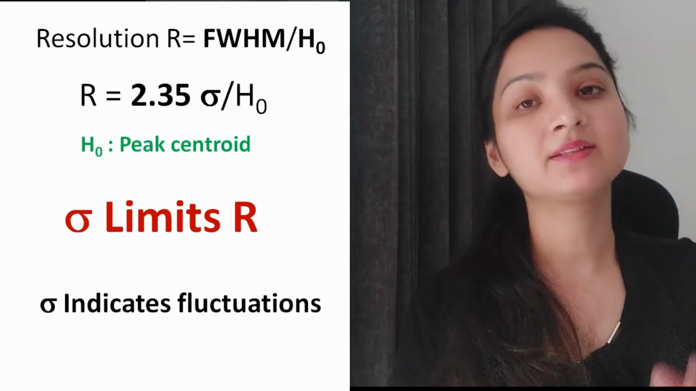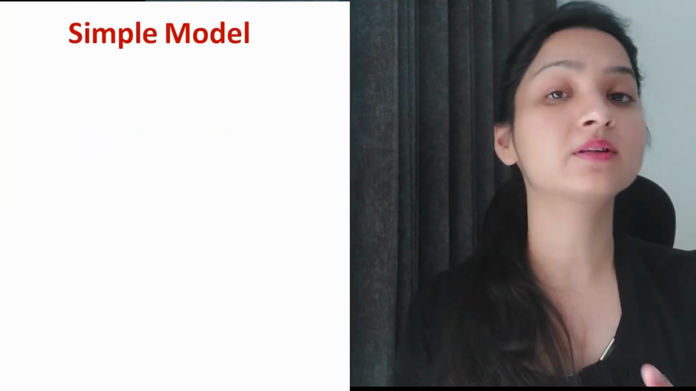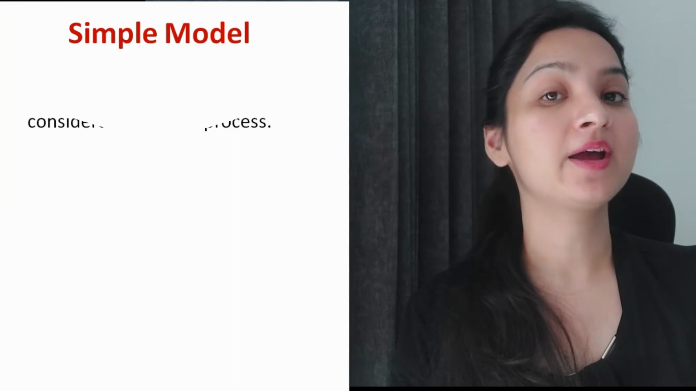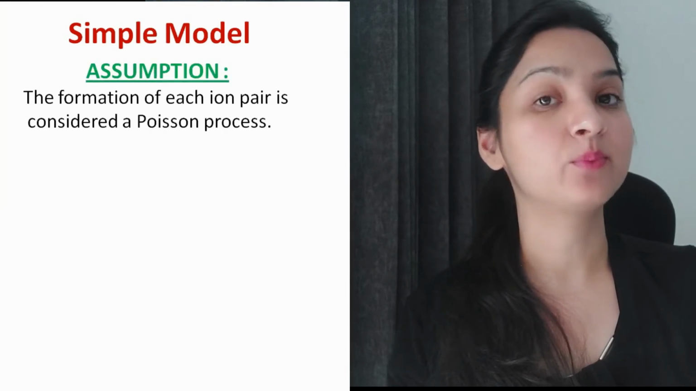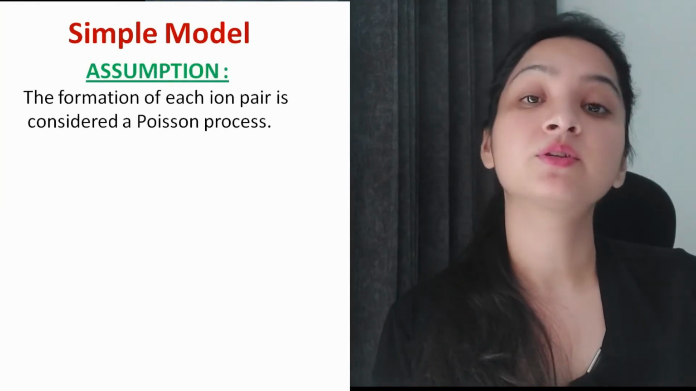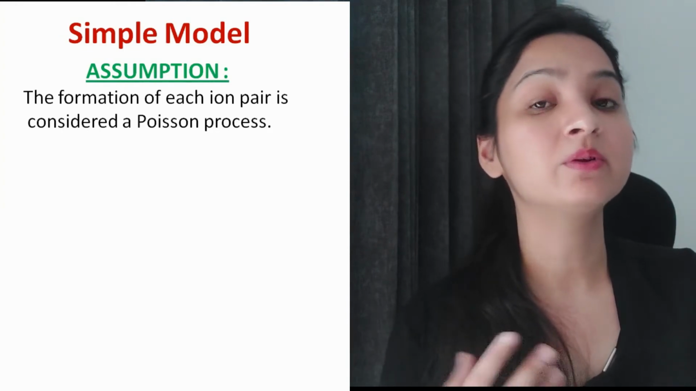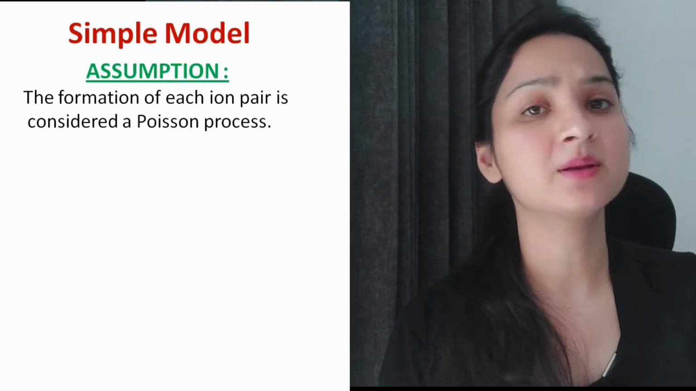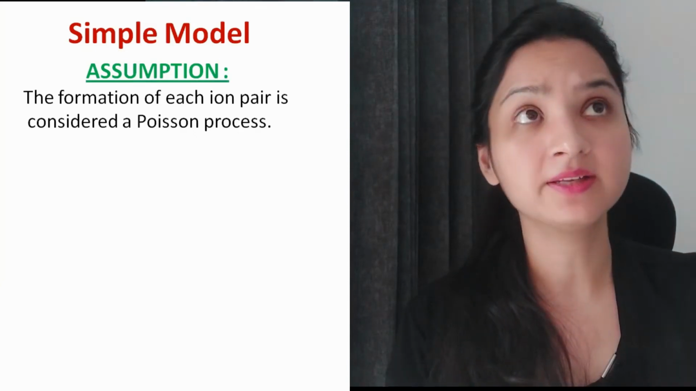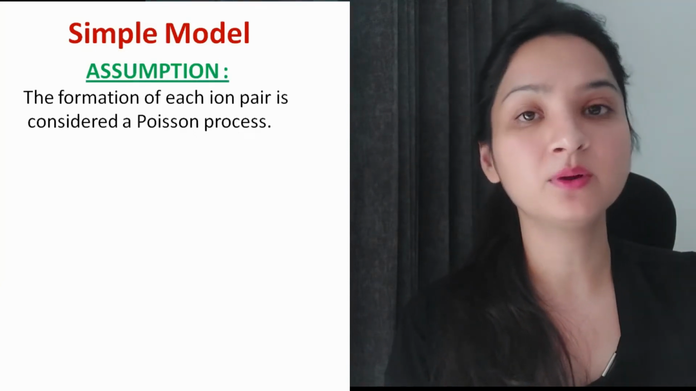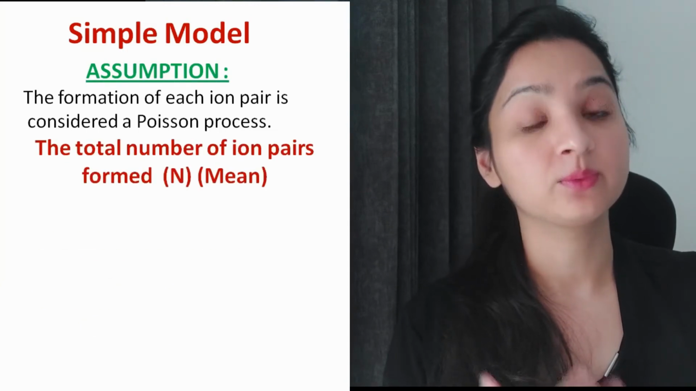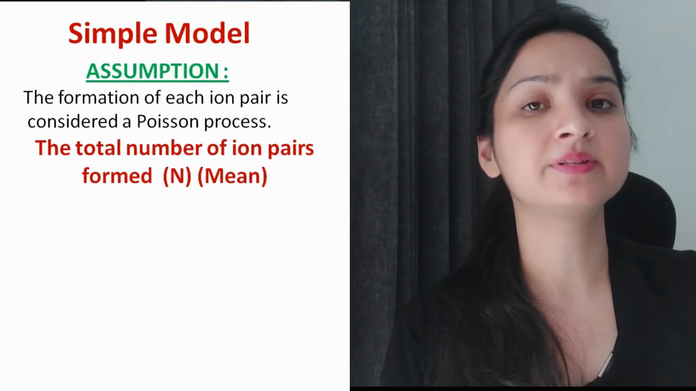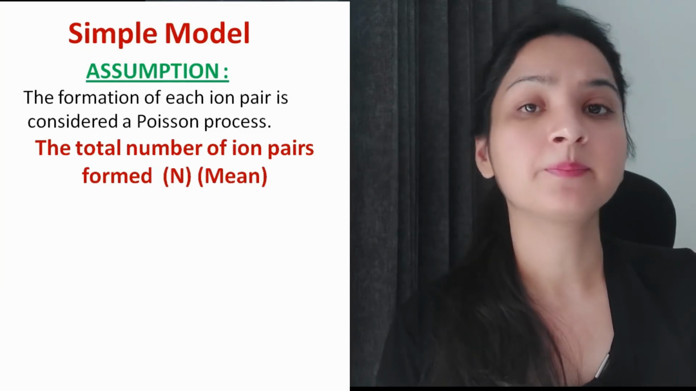Now let us simplify the things. All you have to do is assume a simple model wherein the formation of each ion pair is considered as a Poisson process, which means that the formation of ion pairs will be following a Poisson distribution. Now this Poisson distribution will be having some mean, some average. Talking about the average number of ion pairs that are getting formed, let it be say number n.